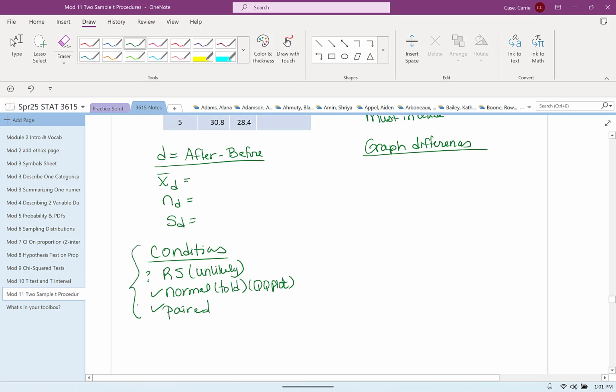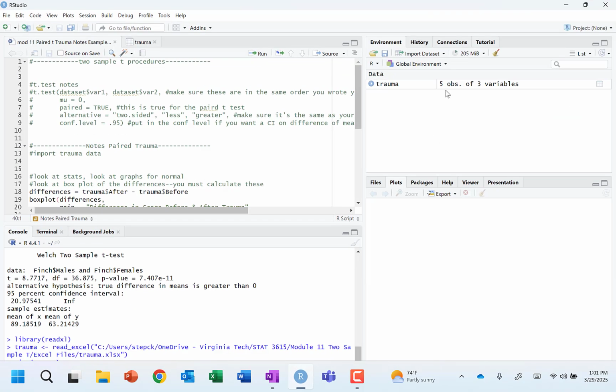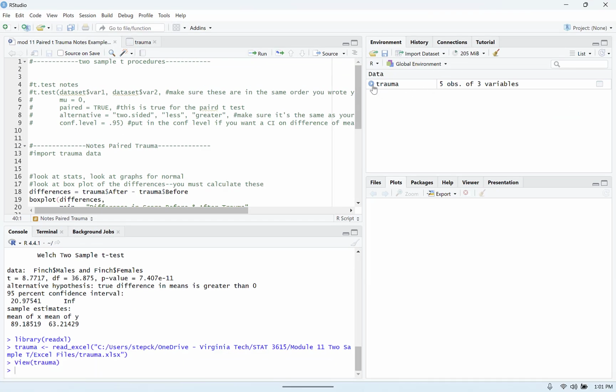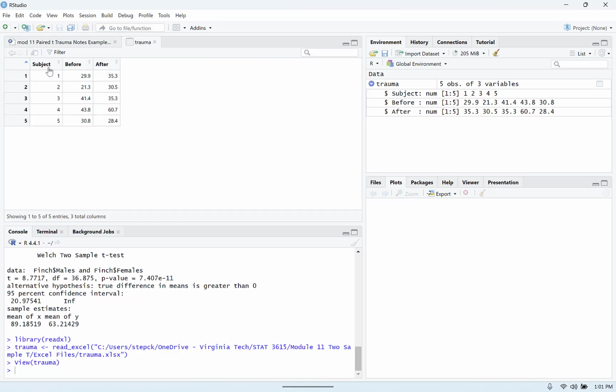All right, so when we have this situation, we can do a paired t-test or t-interval. And let's go ahead and look at R and get some of the stuff out of it. So I've already imported the trauma data, and for the trauma data, I have the before data, the after data, and the subject number. And subject number really is categorical, although it looks like a number to R.